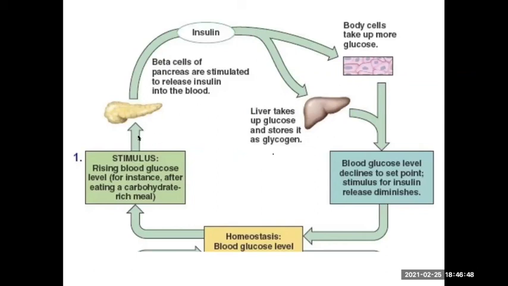The pancreas receives a stimulus. Beta cells of the pancreas are stimulated to release insulin. It either goes to the liver and muscles to take up and store it, or your body takes more. And then your blood glucose levels will decline because of this, and your homeostasis returns, so the stimulus can stop. That's your beta cells.